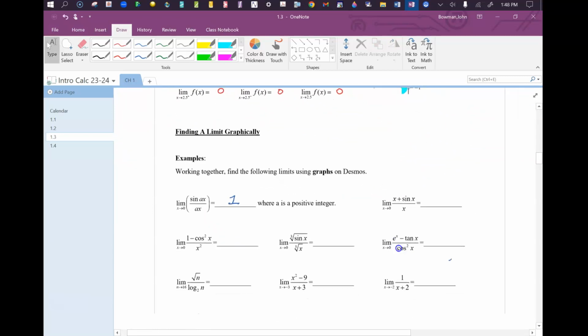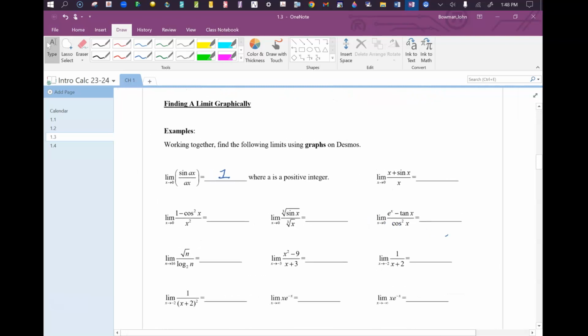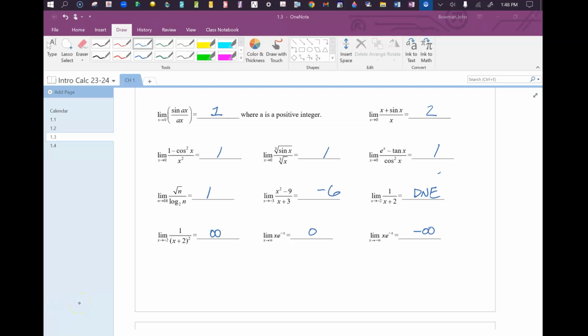What I would like you to do at this point is pause the video and use Desmos to find the corresponding limits. Then unpause the video and check your answers. Alright, so here are those limits. Take a look at those and go back and try them again if you did not get the same answers that I did.